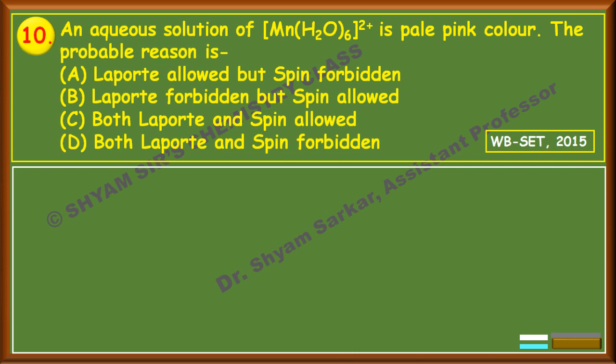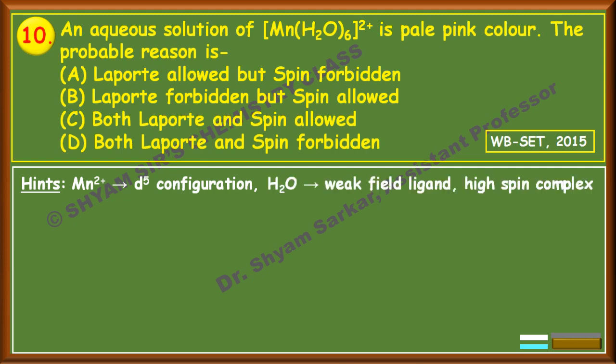So in this complex Mn(H2O)6 2 plus, Mn is in the +2 oxidation state, that is, it has 3d5 electronic configuration. Okay. And this complex is octahedral. So Mn2 plus, that is 3d5, is high spin in this complex, because water is a weak field ligand, so it will be a high spin complex. So the electronic arrangement, 3d5, means t2g3 eg2.